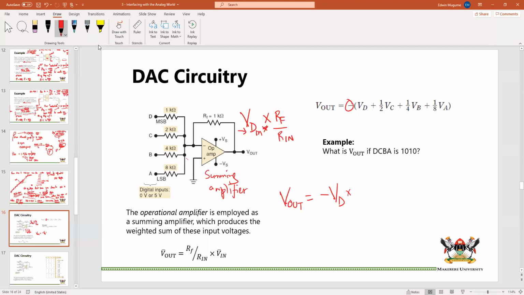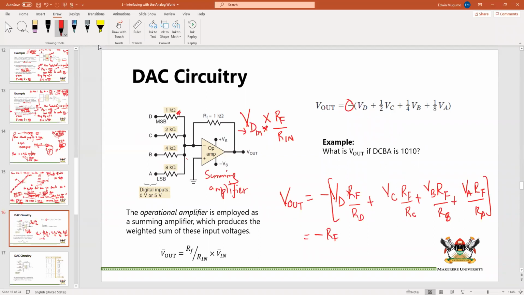V in times RF over RD, plus VC times RF over RC, plus VB times RF over RB, plus VA times RF over RA, with the negative outside. That is minus RF times VD over RD plus VC over RC plus VB over RB plus VA over RA. Okay, so that is the general equation of our V out.